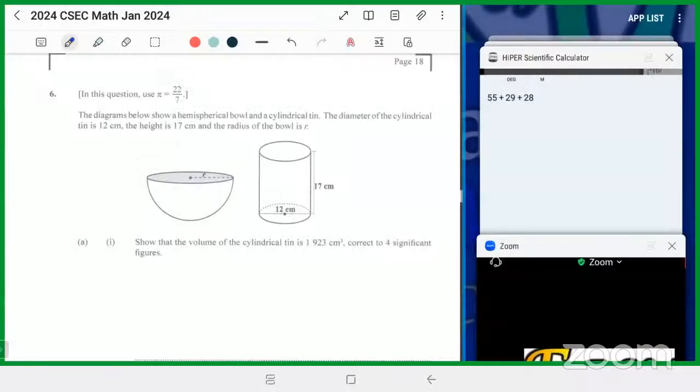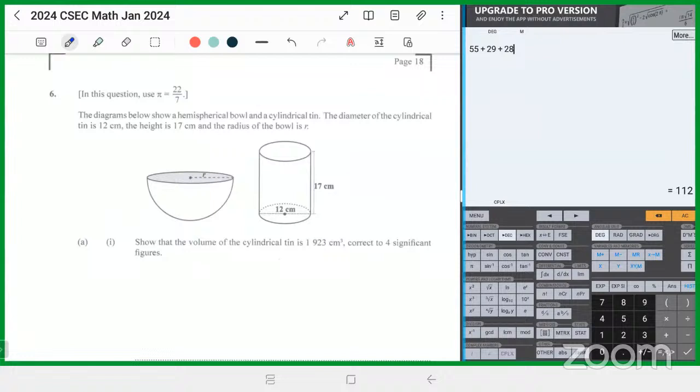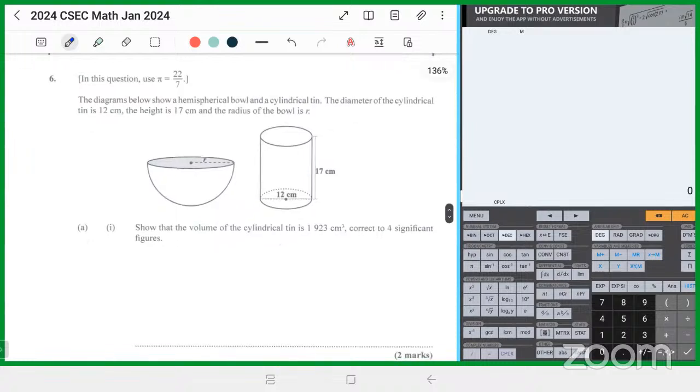Okay, guys, so we are now at number 6, the CSEC Math, January 2024, paper 2, with a solution. All right, so this question now tells us to take pi as 22/7. So we're going to be doing some circular measures.